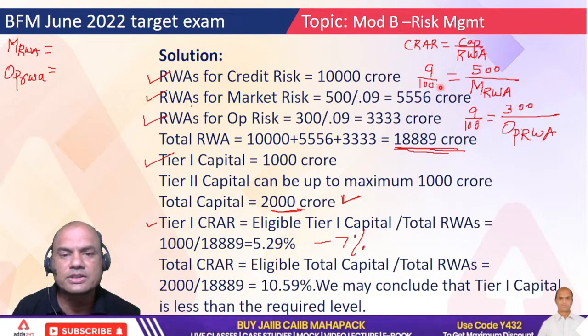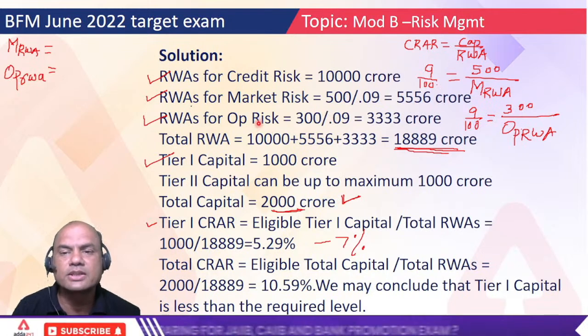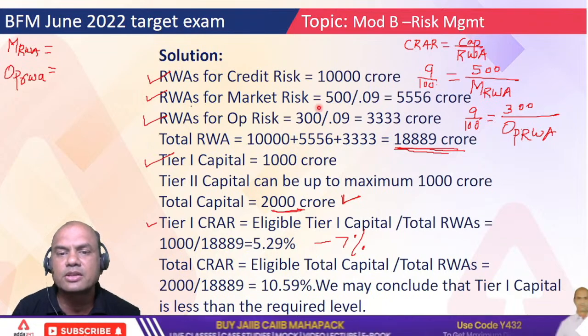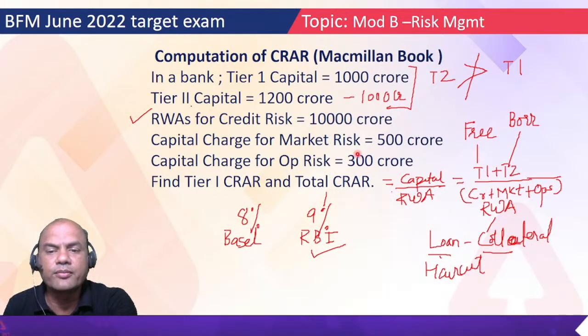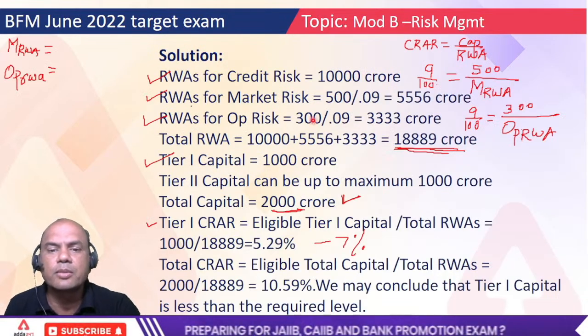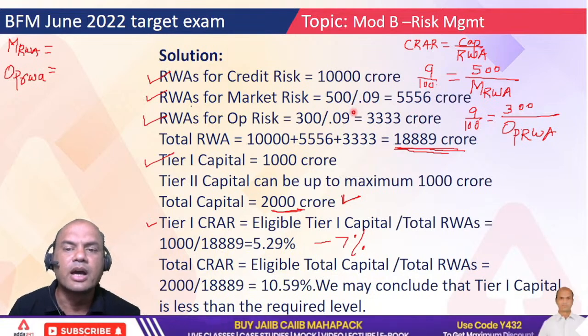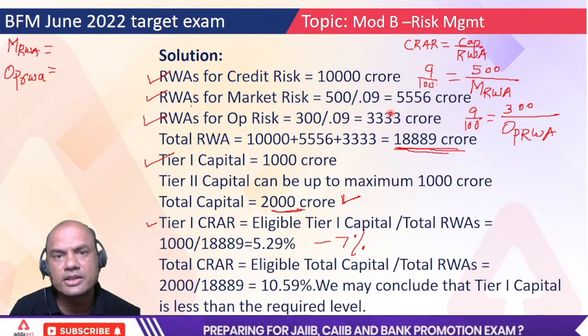Now RWA for ops risk. Again the same formula, capital upon CRAR. Capital is 300 crores, given in the question itself. So this 300 crore upon 0.09. What is the answer you are getting? Are you getting 3333? Are you getting the same? Yes please. Fast.